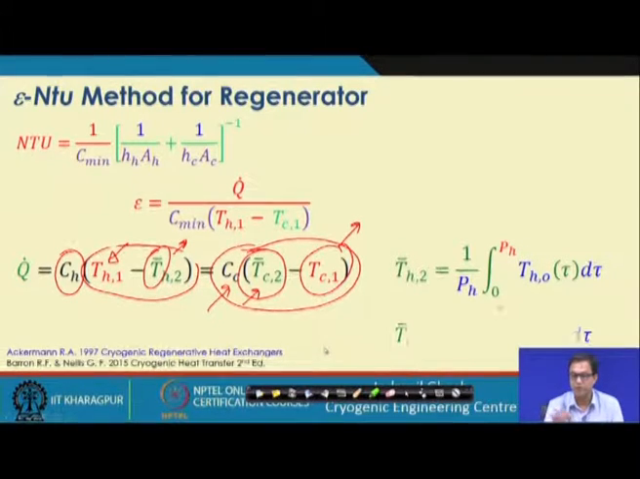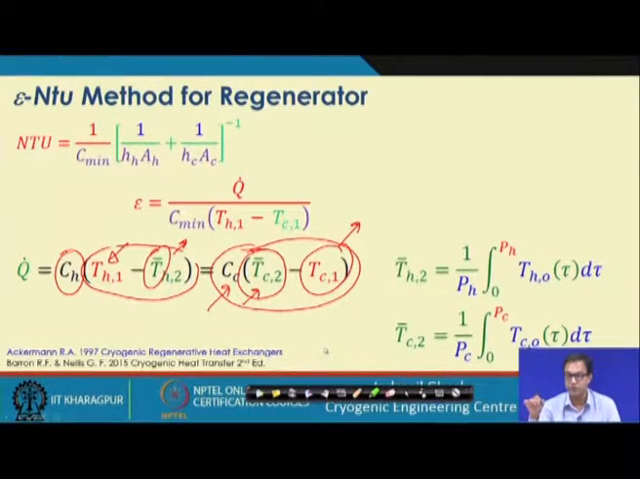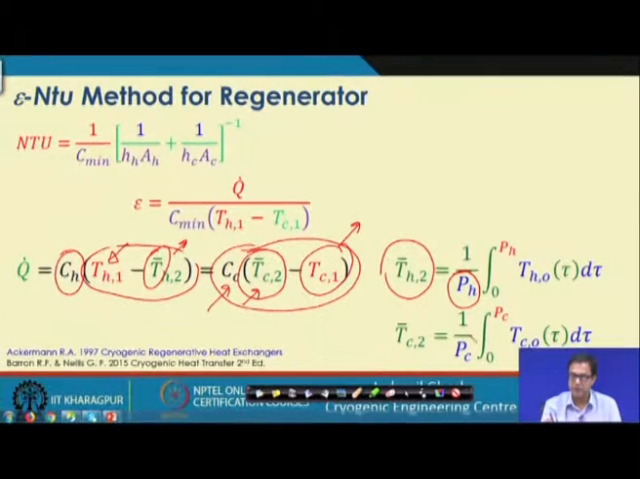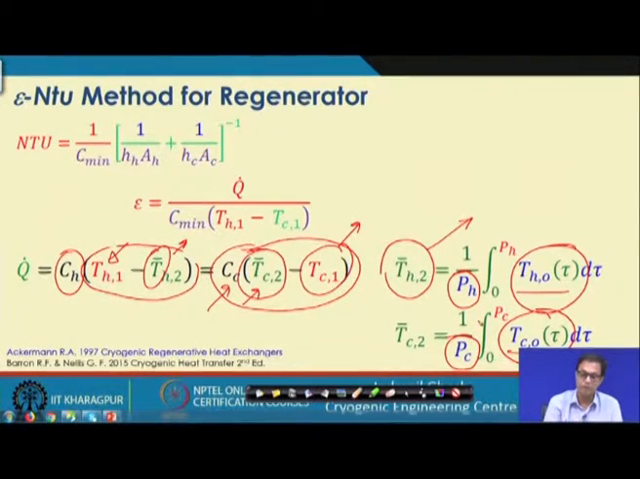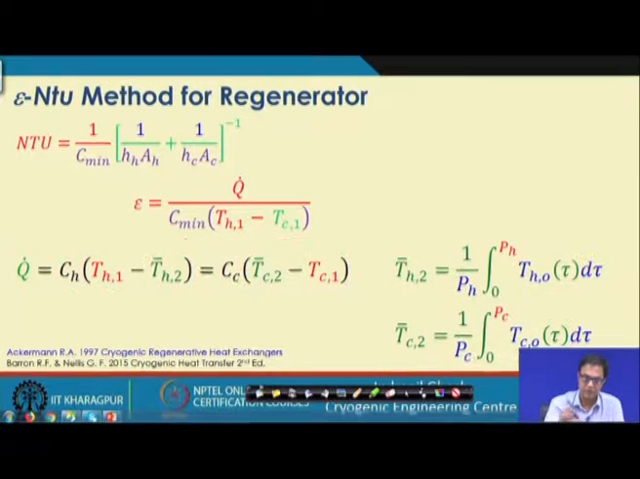Here is the formula for the hot and cold fluid exit temperatures. Here you can see that TH2 is averaged over the hot cycle duration, and TC2 is averaged over the cold cycle duration, and this is how the THO and TCO are changing. But we are not going into the details of this temperature profile, as we have said; we will be using the final outcome of these expressions, and we will see how we can utilize this.